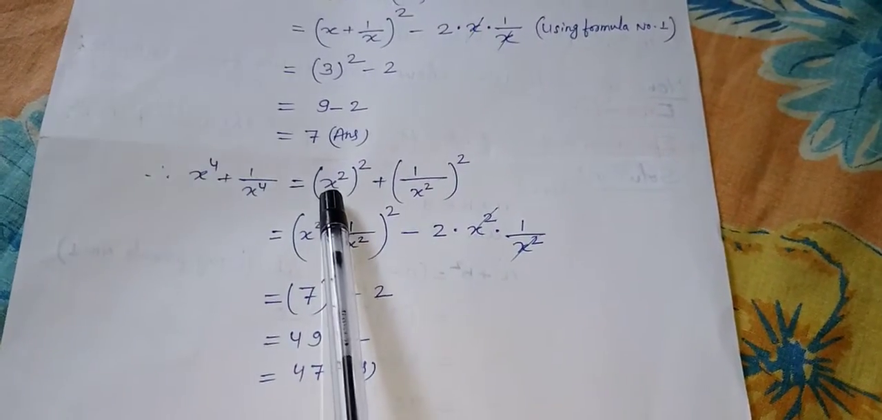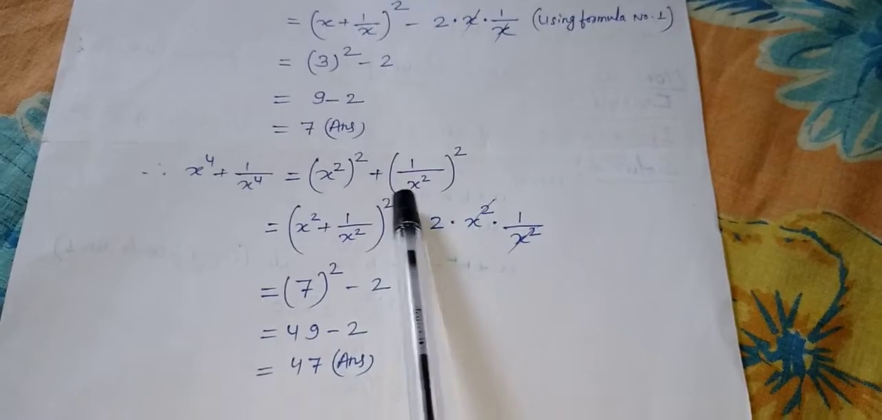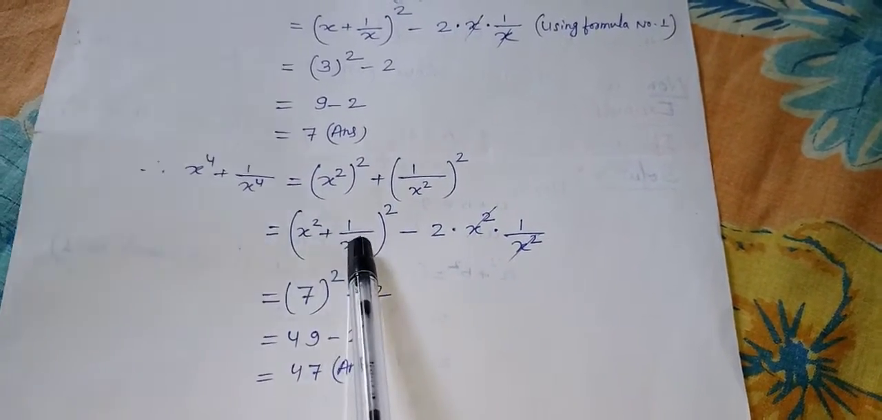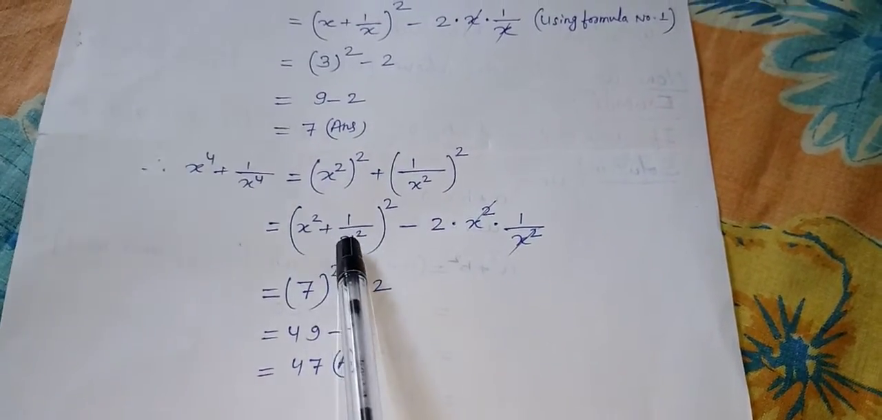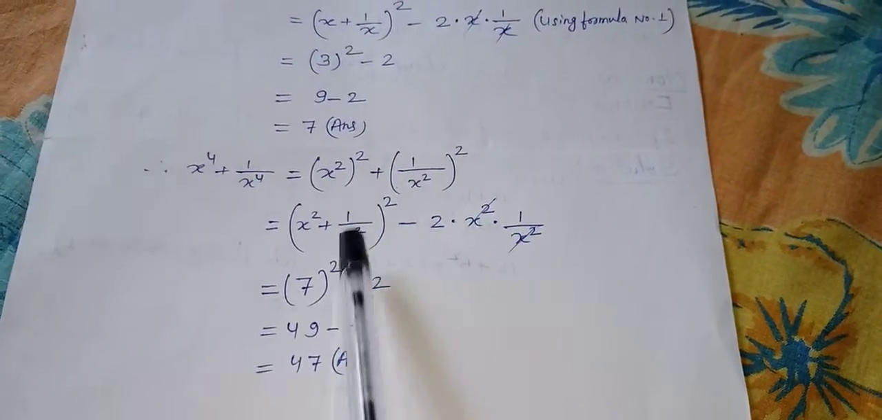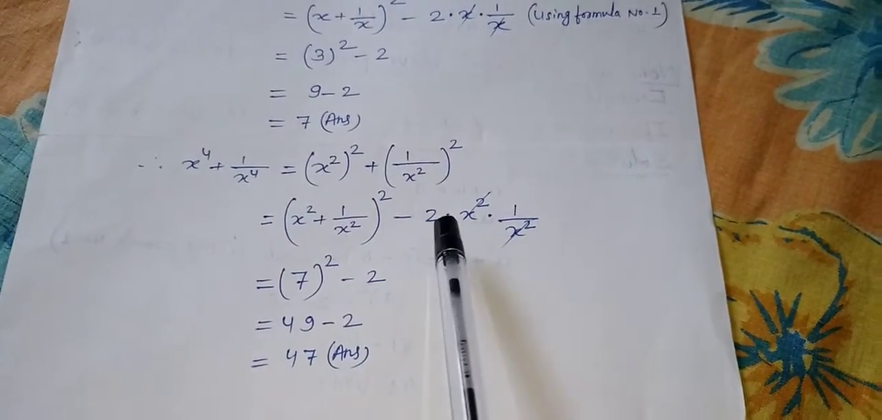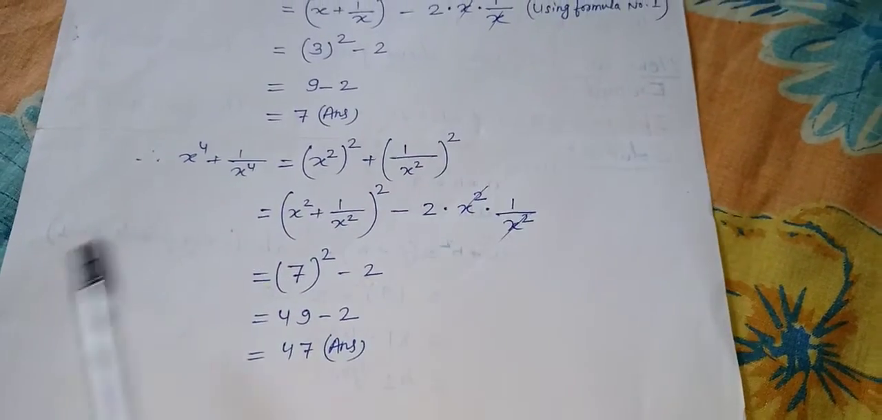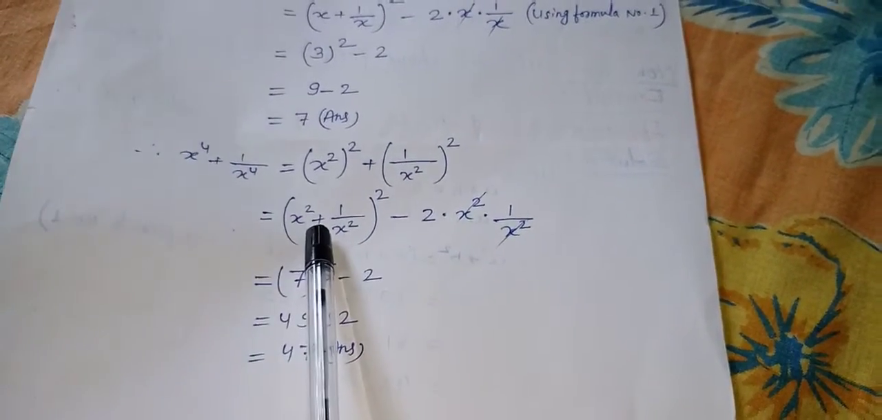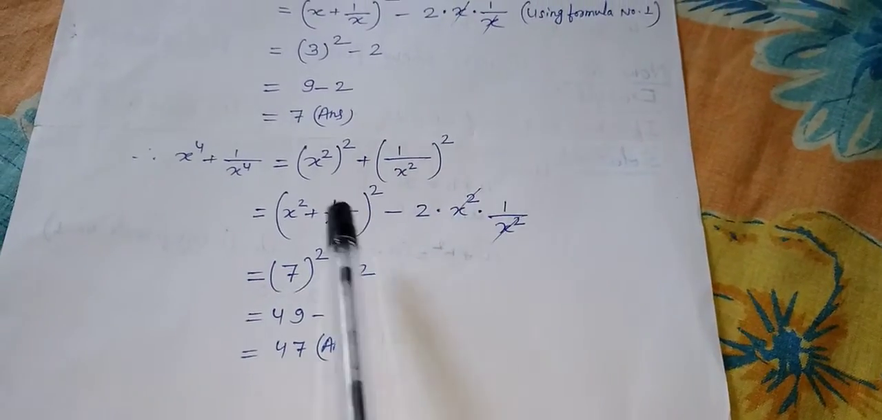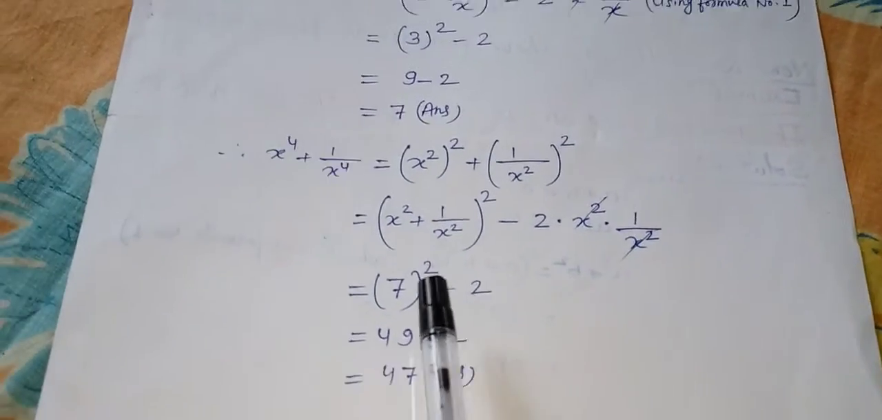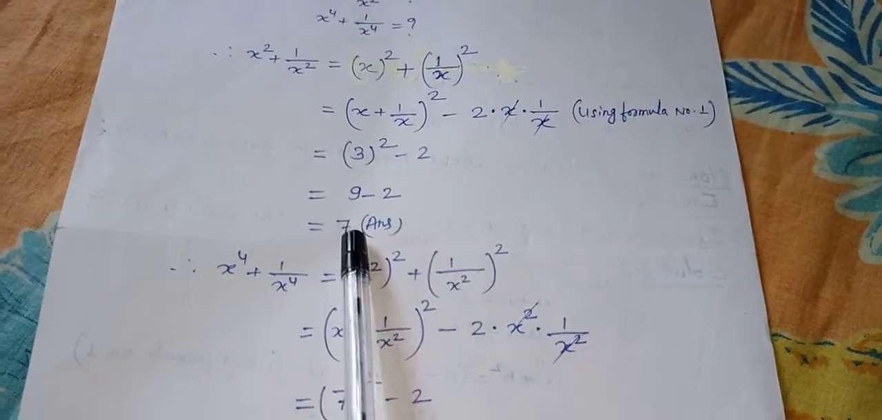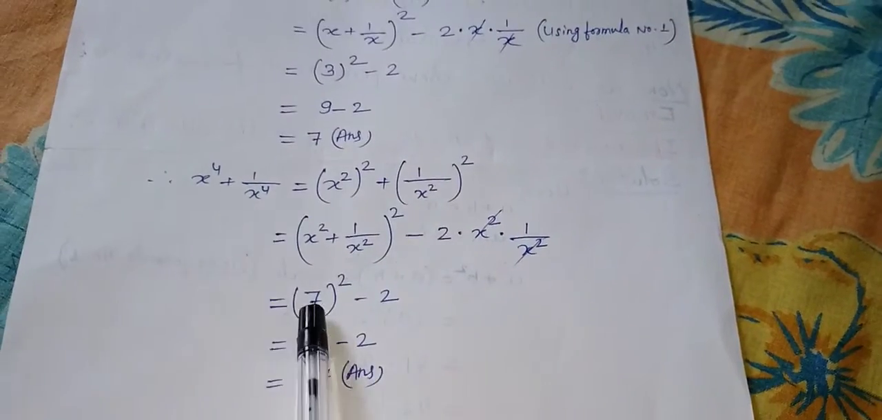Now this x square is a, 1 by x square is b. So its formula is a plus b whole square. That means x square plus 1 by x square whole square. This is a plus b whole square because a is x square, b is 1 by x square. Minus 2ab, minus 2 into x square into 1 by x square. X square got cancelled. But here we cannot cancel because there is plus. In multiplication we cancel, but in plus we don't cancel. So value of x square plus 1 by x square we have got in number 1 here. It is 7.